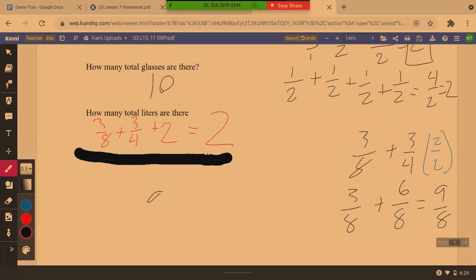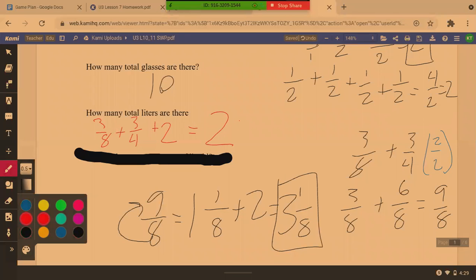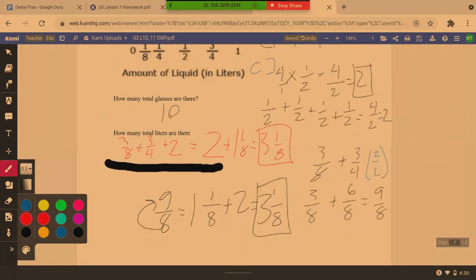So 9/8 is an improper fraction. So 8 can go into 9 one time, and we're left with 1/8. So 2 was the total that we haven't worked with yet. So 1 1/8 plus 2 equals 3 1/8. That is the total amount of liters. Total liters.